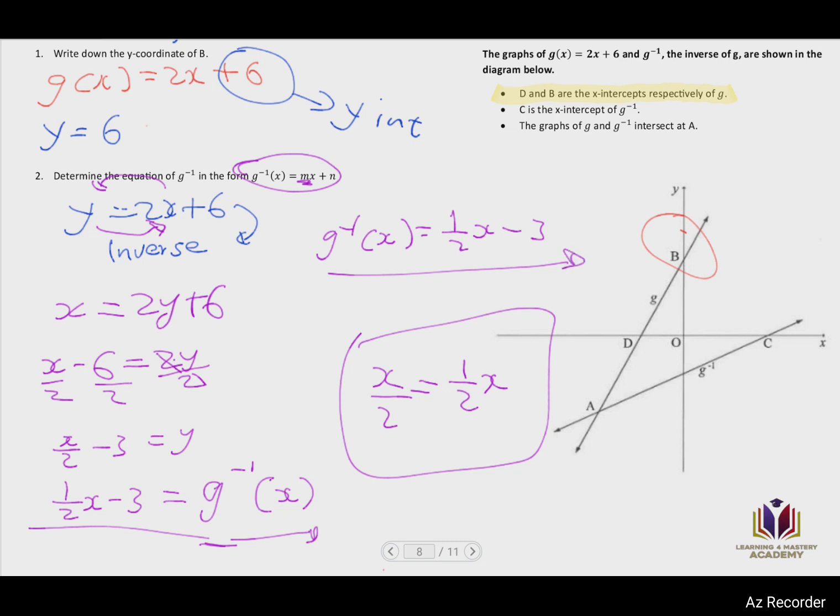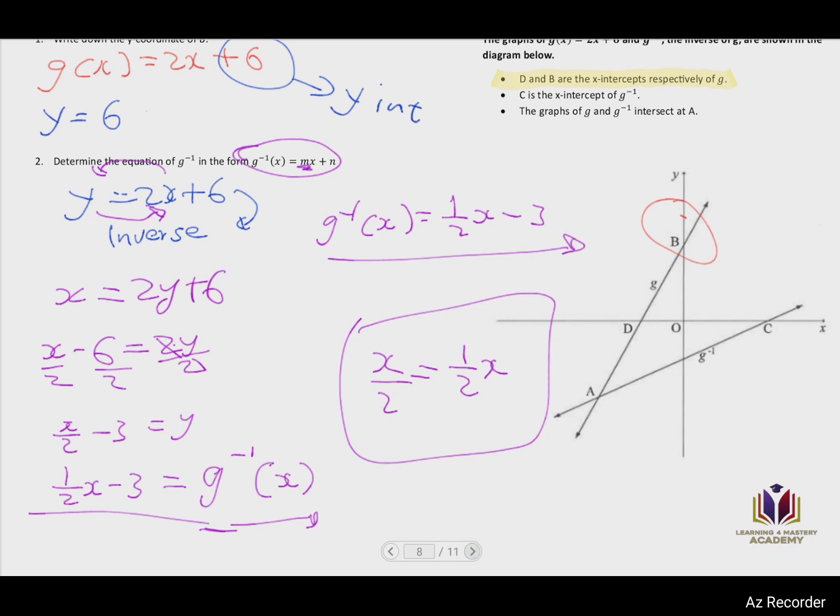Okay, so the first step is always to swap your x and y, right? And then you simplify by making the y subject of the formula. Then the y becomes the inverse. Okay, I hope that makes perfect sense. All right, and then let's proceed.